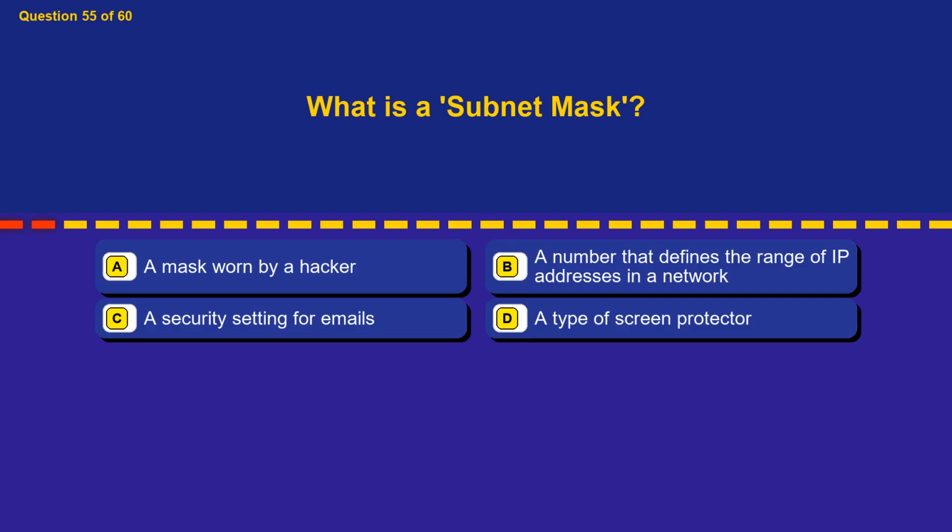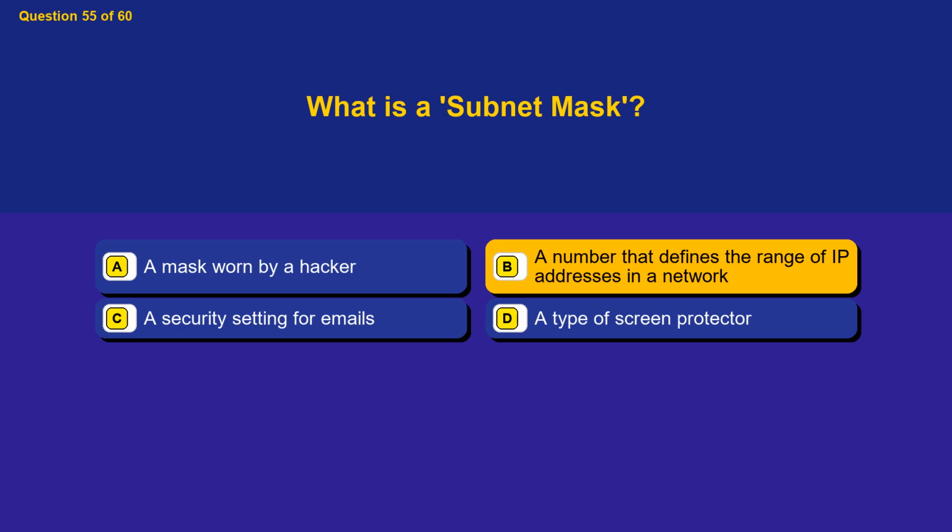Question 55. What is a subnet mask? Option A. A mask worn by a hacker. Option B. A number that defines the range of IP addresses in a network. Option C. A security setting for emails. Option D. A type of screen protector.